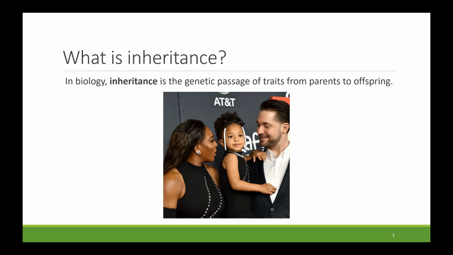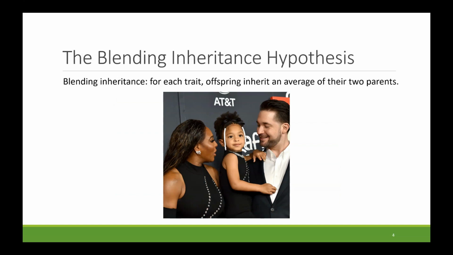And examples of characteristics like this one, like the skin tone, led to the development of what used to be called the blending inheritance hypothesis. The blending inheritance hypothesis is a now obsolete idea about how inheritance worked, which was that for each trait, offspring inherit an average of their two parents.